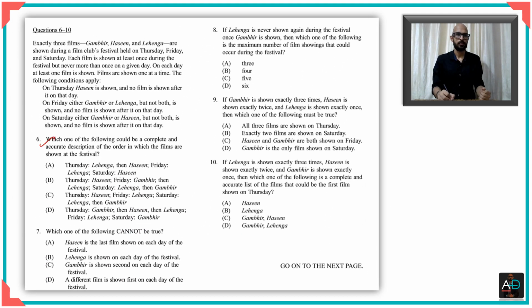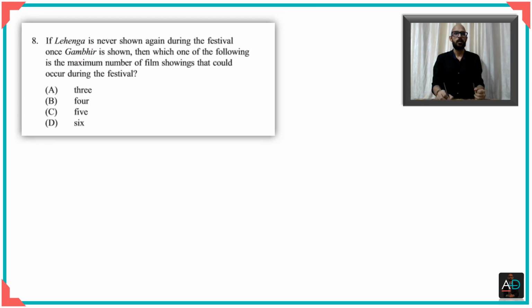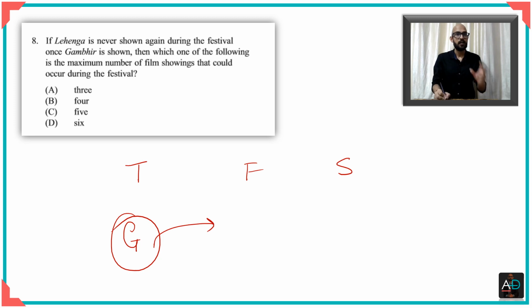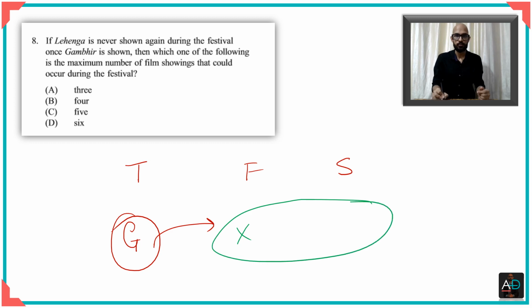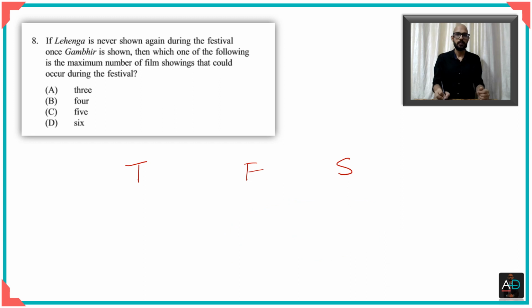So now we've done 6, we've done 7. Now we look at question number 8. Alright, let's have a look at question number 8. What question number 8 says is that lehenga is never shown once Gambhir is shown. What that means is you have Thursday, Friday and Saturday. Let's say Gambhir is shown on Thursday. What that means is that after Gambhir is shown, you cannot have lehenga on these 2 days, right?